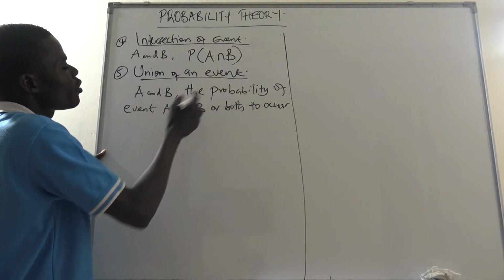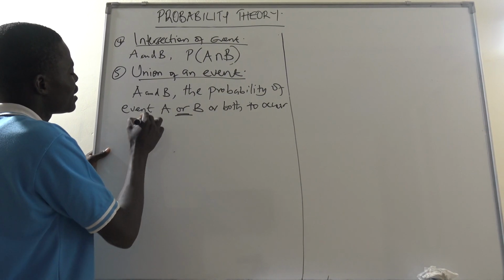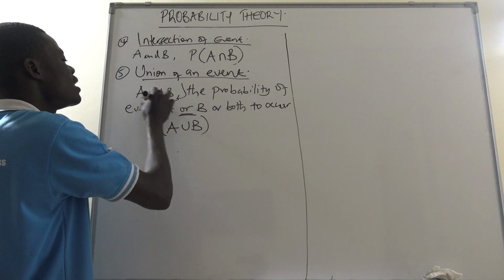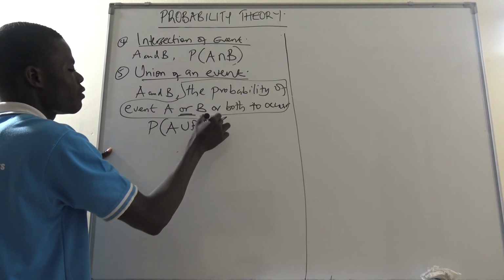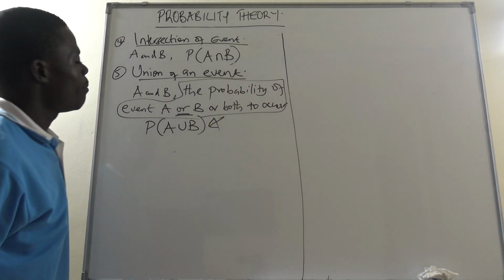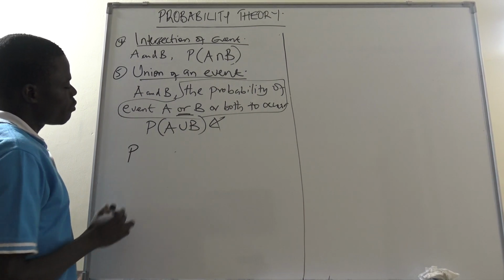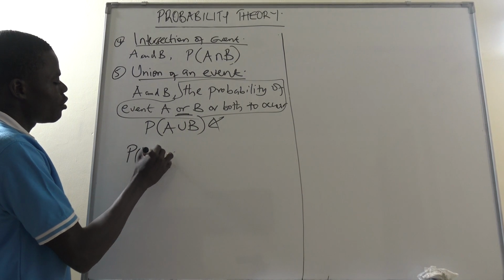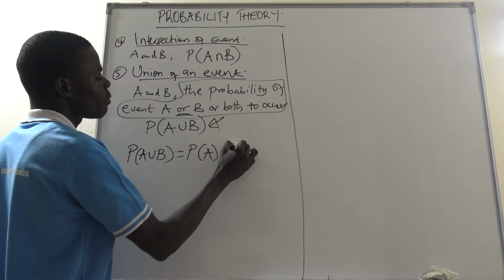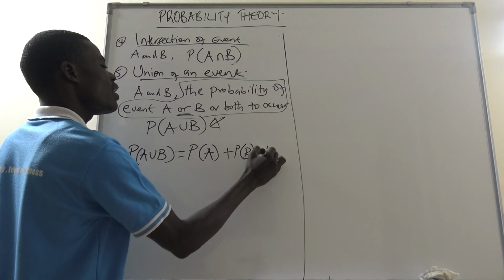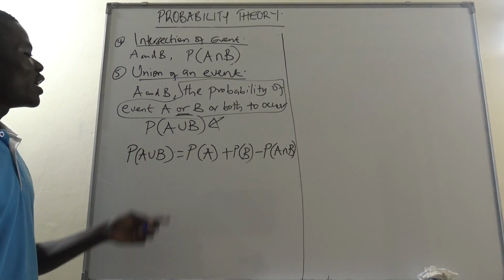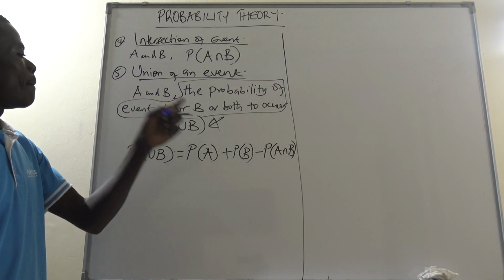Otherwise, they will be requiring you to get the probability of the union of that set, which is given as probability of A union B. If you find this statement, it means you are to find the probability of A union B. The formula is: you get the probability of A, then add the probability of B, then subtract the probability of A intersection B. By doing that, you have determined the probability of A union B.